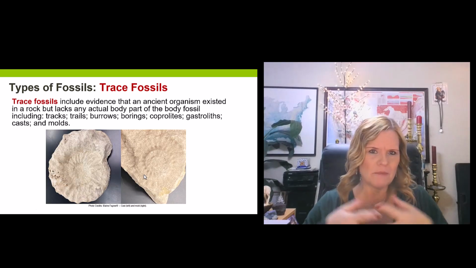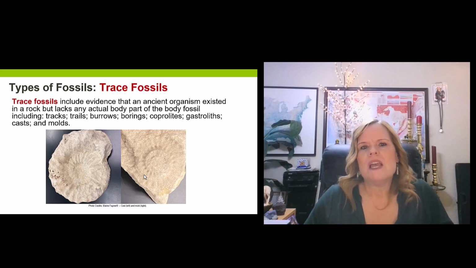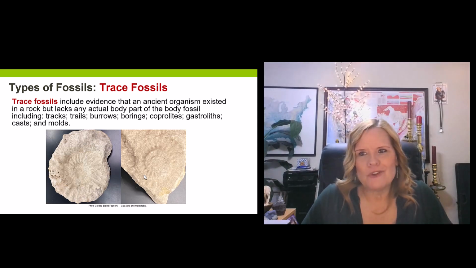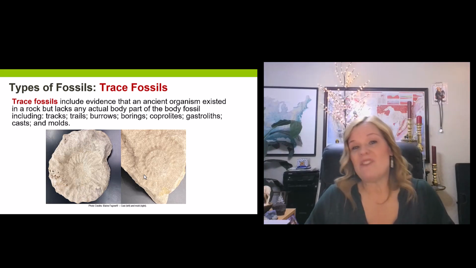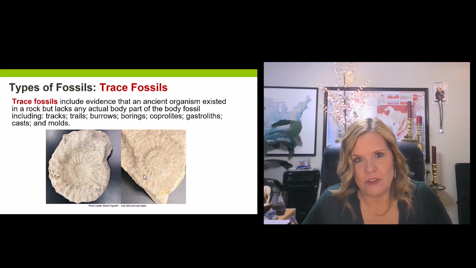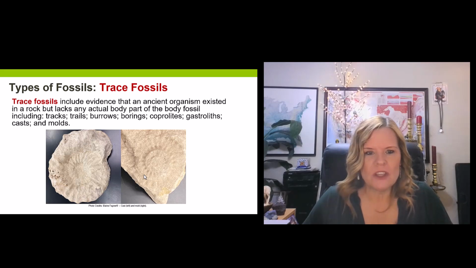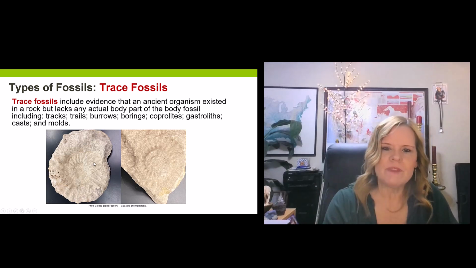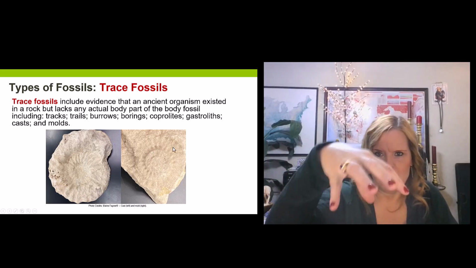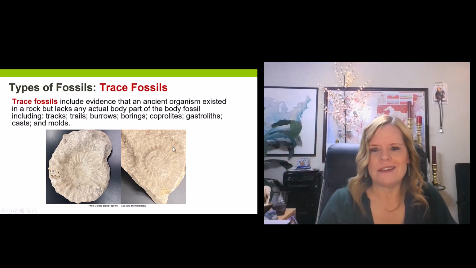The next big group are called trace fossils. If you don't have the actual tooth or bone or shell, but you have evidence that it used to be there, that's called a trace fossil. So if you look, you will see a three-dimensional piece of something that looks like a cinnamon bun. And then you see an imprint, like you would put your hand in mud or a footprint in mud. That's the same animal that just got smushed into the mud. This is an example of a trace fossil.